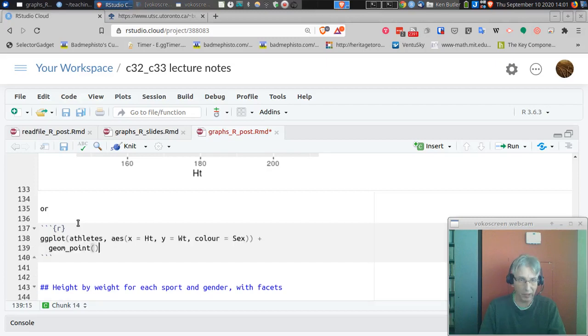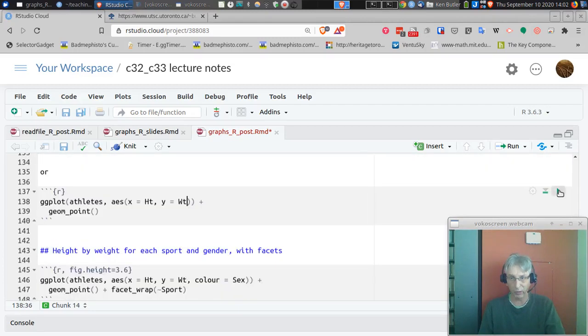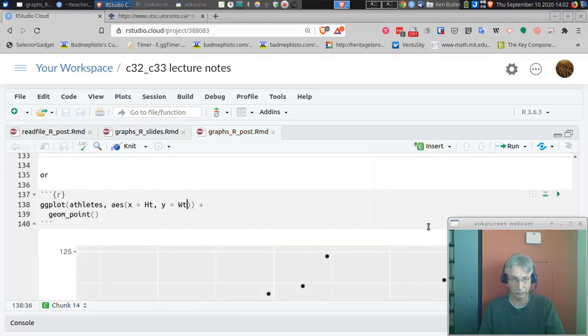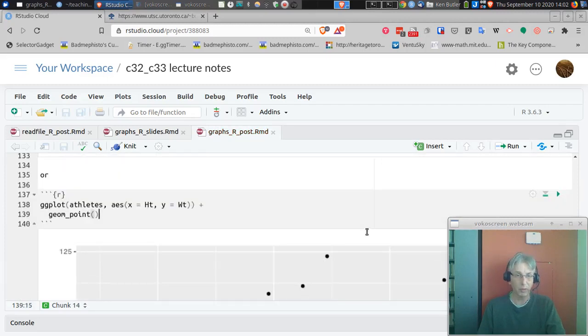We'll take out the gender, take out sex, and what that will do right now, is it will produce an ordinary scatter plot of height versus weight that we saw before. So, what about if I want to do one of these for males and one of these for females? I could do that too.